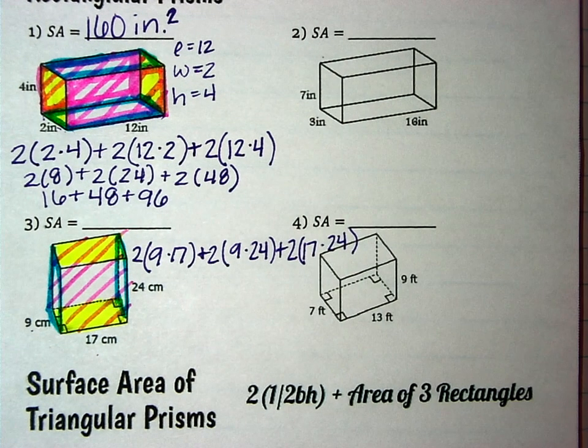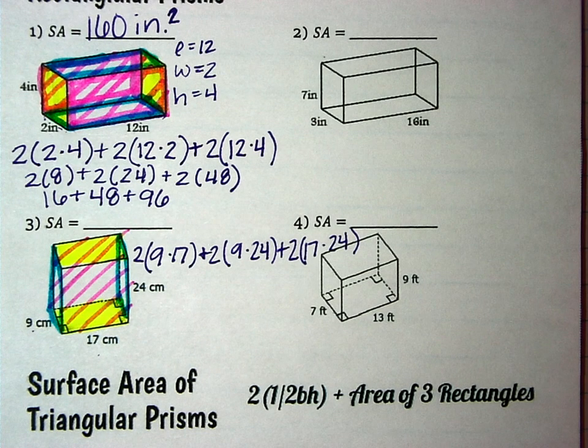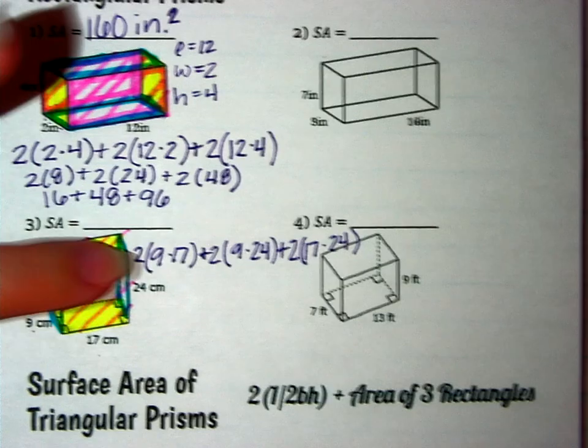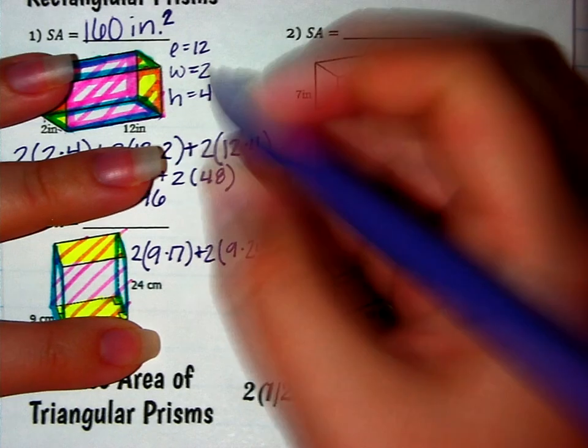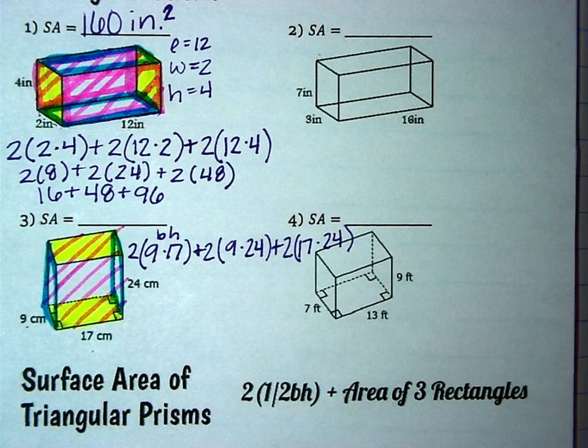Like I said, by the time we get to our third highlighter, it starts looking like a headache, but that is the concept. Identifying all of the rectangles, finding the area of them. All of these, 9 by 17, 9 by 24, that's base times height. It's the base times the height of the rectangles.